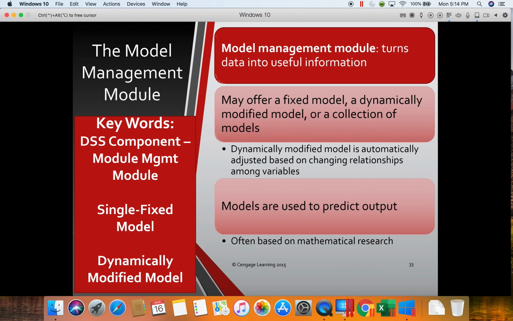The model management module is used to turn data into useful information. It utilizes some form of a business model. It could be a single fixed model or a dynamically modified one, or a collection of models from which the user selects the most appropriate one. A single fixed model is a fixed variable model that does not change. A dynamically modified model is automatically adjusted based on the changing relationships between the variables.